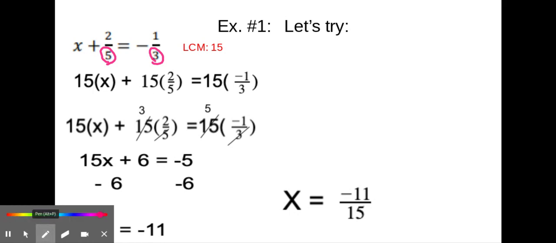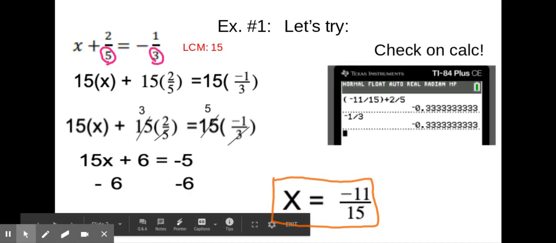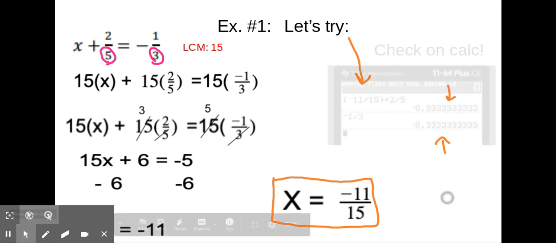I definitely would not want to change this to a decimal. It would be a nasty repeating decimal. It would be even harder to check. Your calculator can quite easily handle the check. And again, all you need to do is check on the calculator. You don't need to show us this on paper. So your calculator, as long as you substitute your solution for x in parentheses, can quite easily handle the fractions. On the left side, you get negative 0.3 repeating, and on the right side, you get negative 0.3 repeating, which are both 1/3.